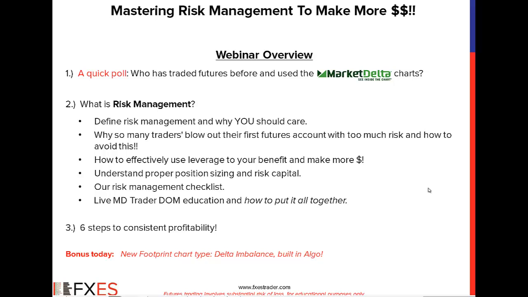If we have time today, the bonus at the bottom is the new footprint chart type, which is called the Delta Imbalance, which is essentially like your own little built-in algo. I'll go ahead and touch on that. I've been working a little bit with Trevor at Market Delta to give me just an idea on how it was built and the things I should be aware of. But I've been using it for about a week now, and it's been excellent.